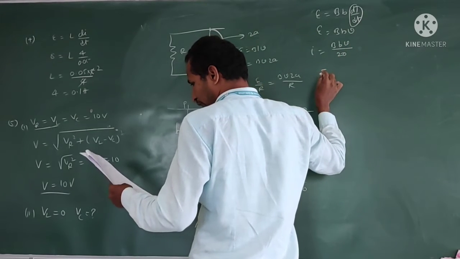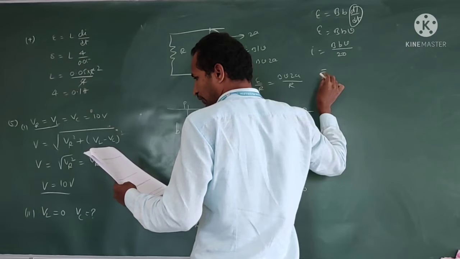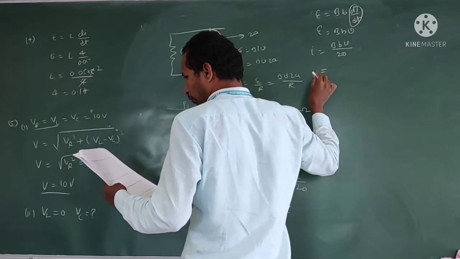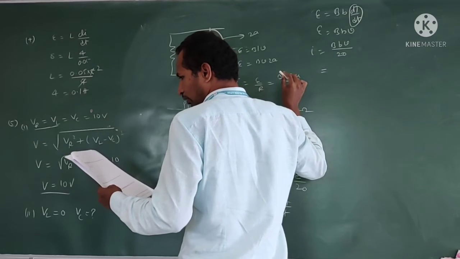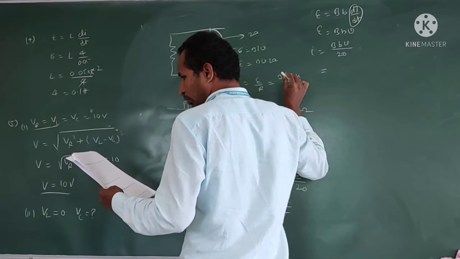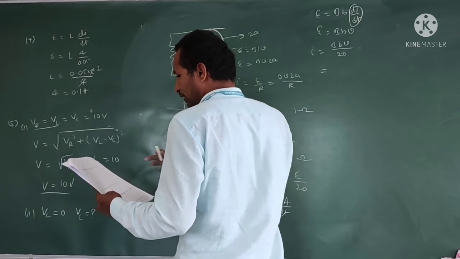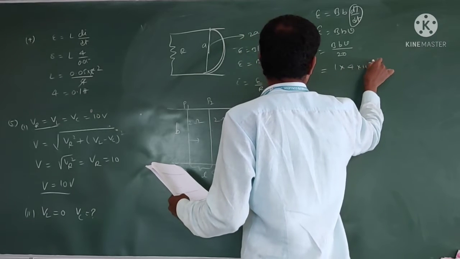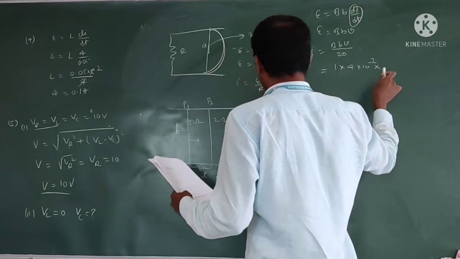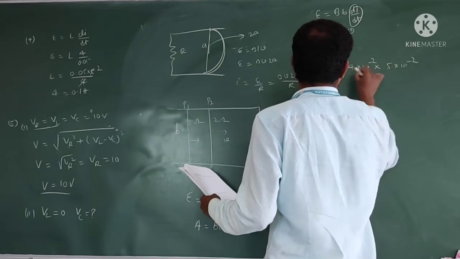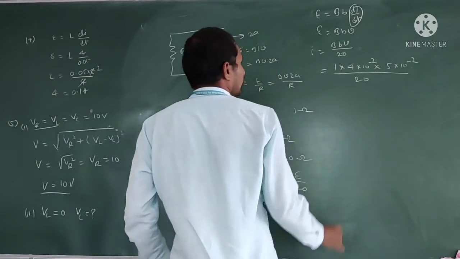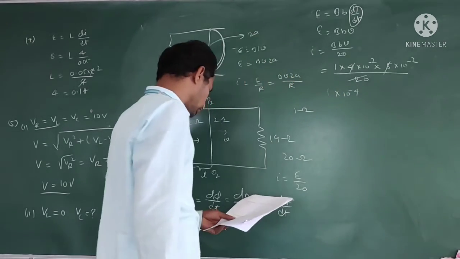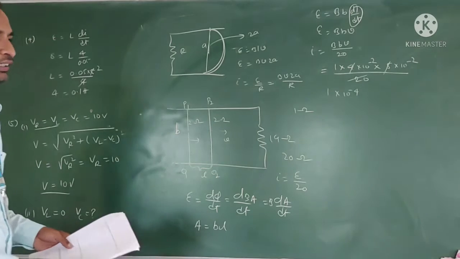What is the magnetic field in this question? Magnetic field is given, velocity is given, 2 ohms or 19 ohms. 1 Tesla is given for B. 1 into L is 4 into 10 power minus 2. What is the velocity? 5. So 5 into 10 power minus 2 by 20. This 20 will be cancelled. So 1 into 10 power minus 4, or 1 milliampere.